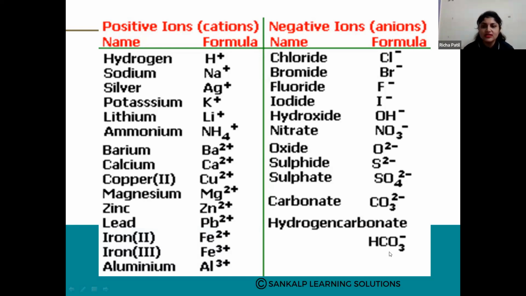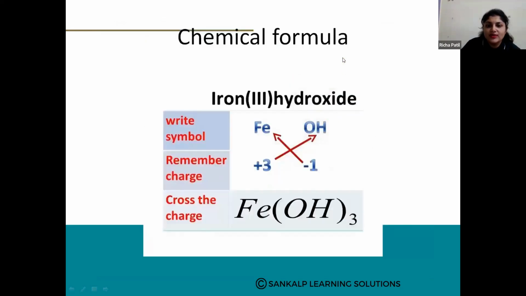So if you know the charges, then you'll be able to write the chemical formula. You need to remember the charges of the positive ions and negative ions. If you know the charges, then it will be easy for you to write the chemical formula. Next we'll see how to write the chemical formula.